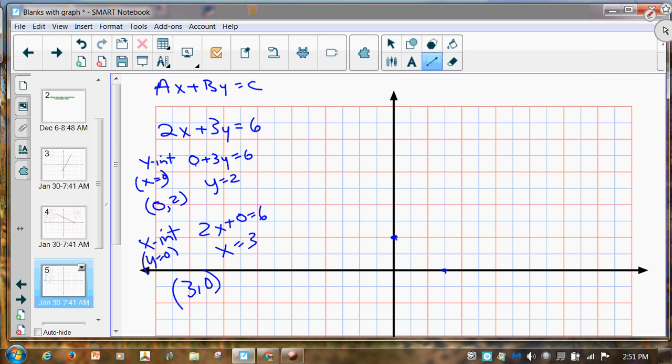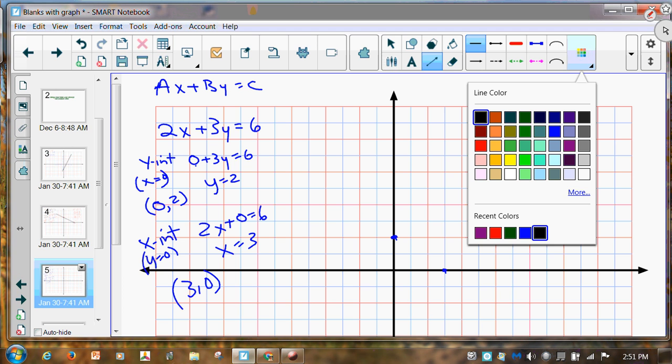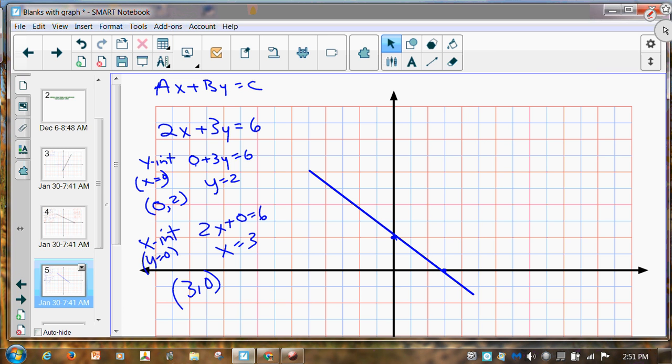And we can do the same thing. We go ahead and plot a nice little line through those two points. Okay, clean it up a little bit. And there's our line. And as you can see, we have a negative slope in this case, and it goes through those intercepts. Now, what if we wanted to calculate the slope?